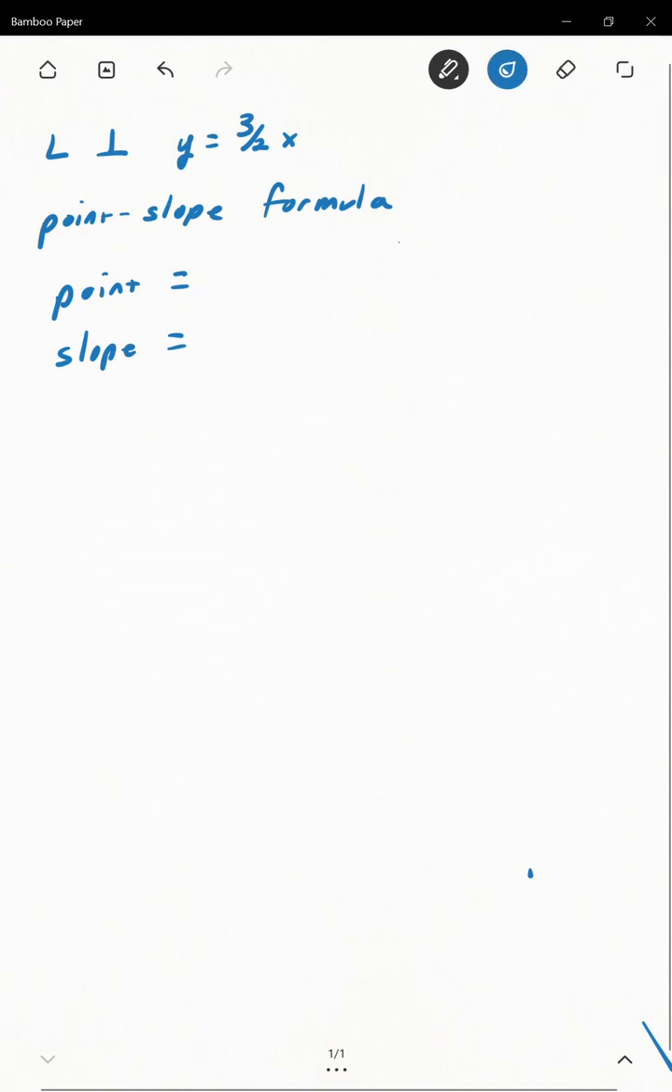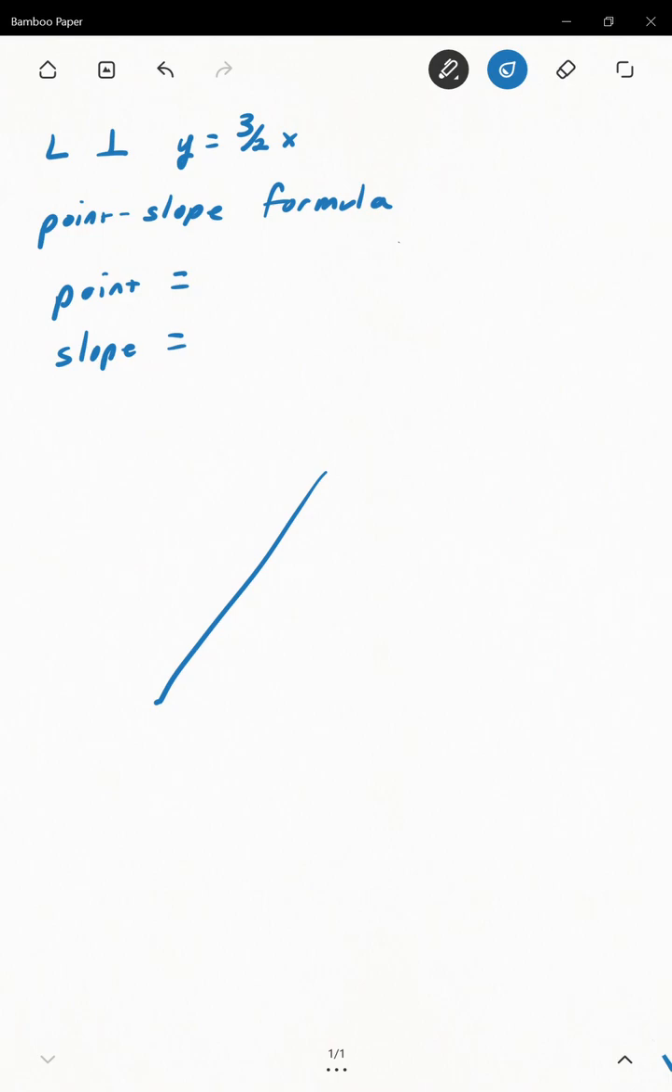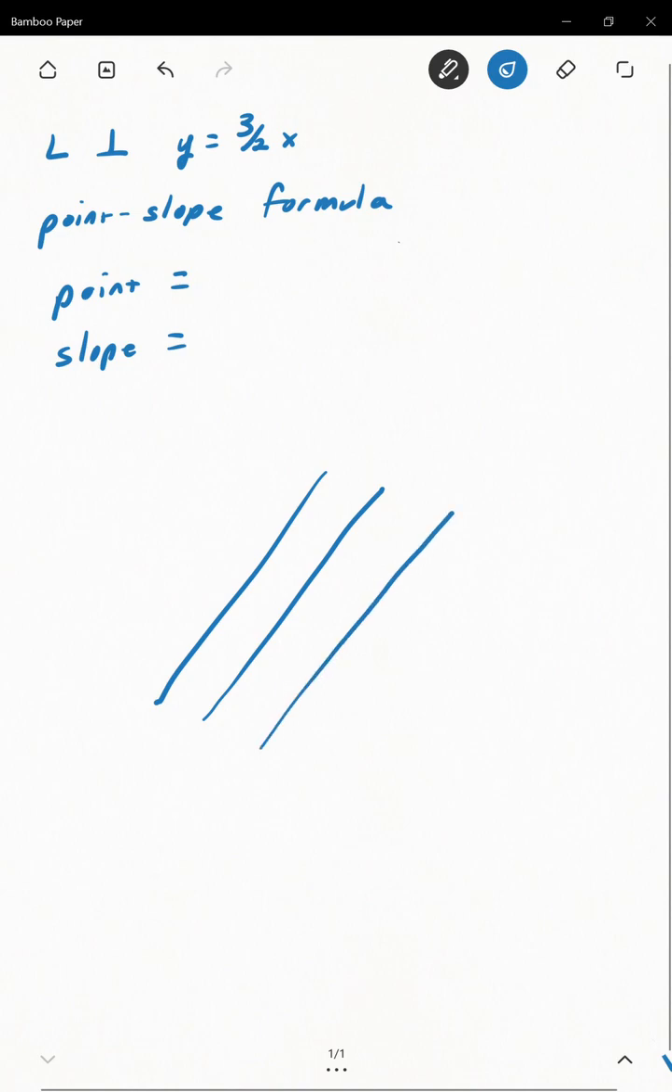So if I've got this line with a slope of about 3/2, and this line also has a slope of about 3/2, and this line also has a slope of about 3/2, but this line goes through this point, and this line goes through this point, and this line goes through this point. If you have the slope, 3/2, and it goes through this point, then that is exactly one line.